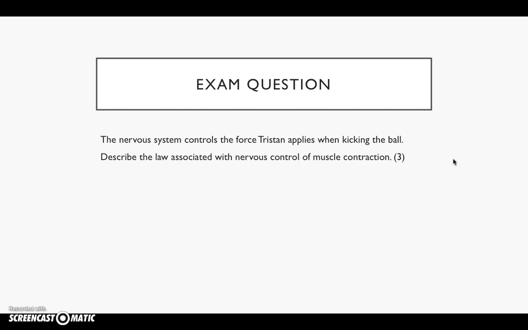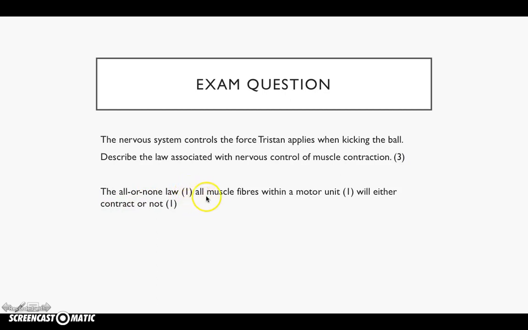Well, we know straight away the law is called the all or none law. So that is you describing. So you get a mark for literally putting the all or none law, 1 mark. It suggests all muscle fibers within a motor unit, 1 mark, will either contract or not, 1 mark. So you just need to know the actual law associated with nervous muscular control.